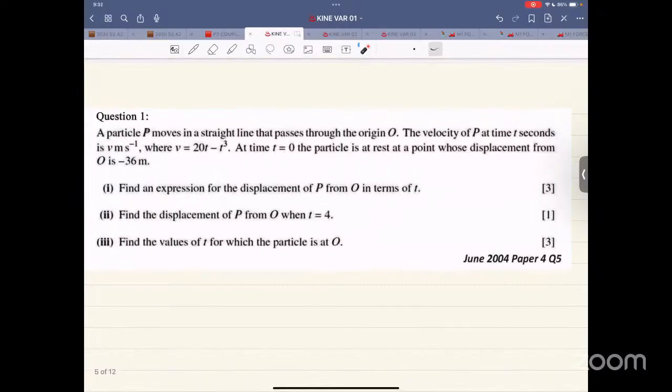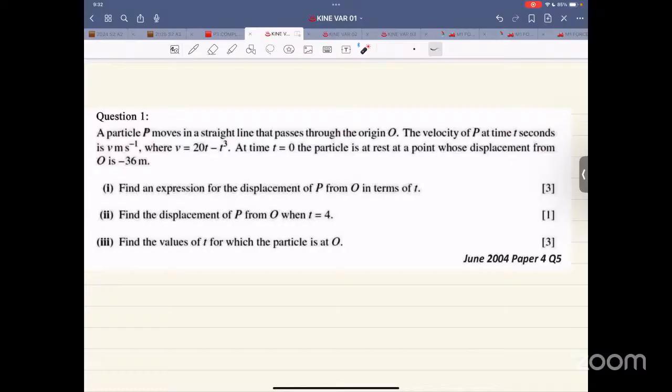So now it says a particle P moves in a straight line and it passes through the origin O. The velocity of P at time t seconds is such and such. Sometimes they can give us a velocity equation, a displacement equation, or an equation of acceleration. At time t equals 0, the particle is at rest at a point whose displacement from O is negative 36. So now this is like a condition for integration. Remember, when you integrate something, you have to evaluate a constant of integration. So this is that knowledge.